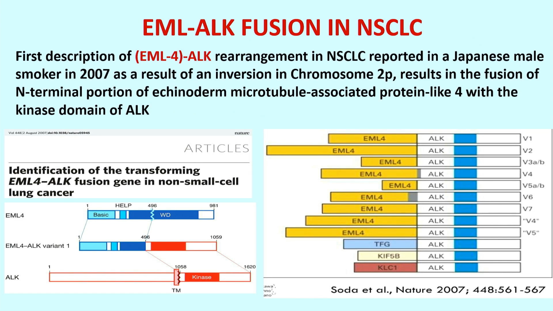So this is the depiction of EML4-ALK fusion, which is the main culprit for development of malignancy. Here we can see the first description of EML4-ALK, found in a Japanese male smoker in 2007, where it was the result of an inversion in chromosome 2p, resulting in the fusion of the N-terminal portion of EML4 with the kinase domain of ALK. So here is a depiction. We can see how the rearrangement happened, and we may find various variants of ALK. It may be V1 to V8 or V9. Next slide.